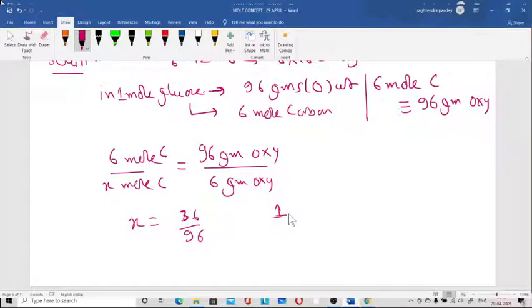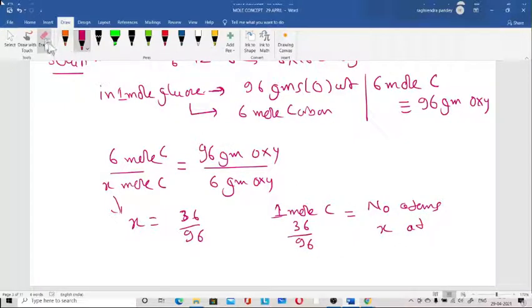So 1 mole carbon, how much is it? Avogadro number of carbon atoms. And not just atoms, it is for everything. 1 mole means if it is oxygen atoms or stars or something like that. Now, how many moles here? X mole carbon. So that will be 36 by 96 is your X atoms.